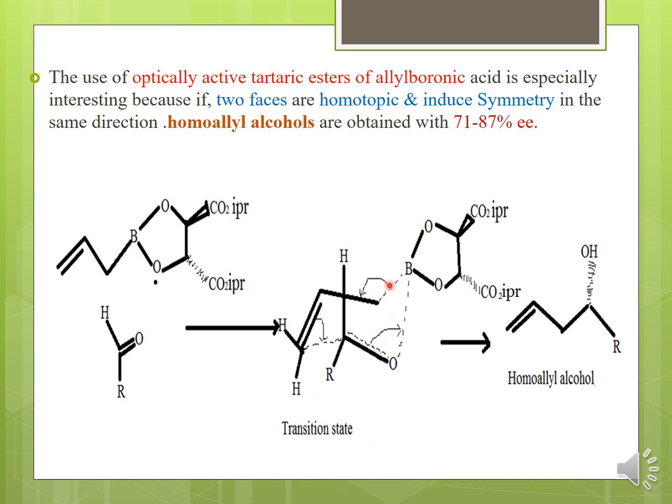So this bond shifts over here, again this double bond shifts, this bond shifts, and there is a cleavage of this whole moiety. Whenever there is a cleavage of this moiety, the next step is a protonation. When this oxygen has the negative charge, obviously this will abstract the proton to give you an alcohol. So you are getting a homoallyl alcohol, which has 71 to 87% enantiomeric excess as your product of homoallylic alcohols, okay.